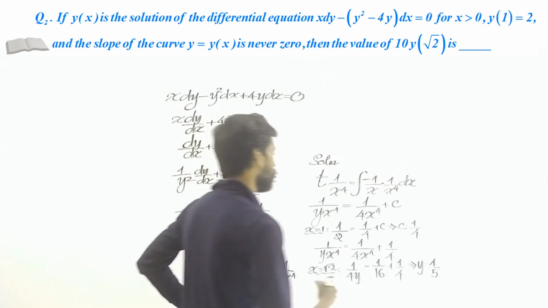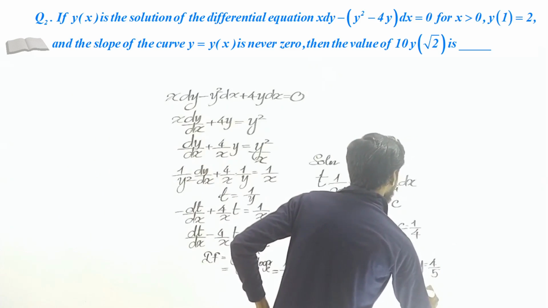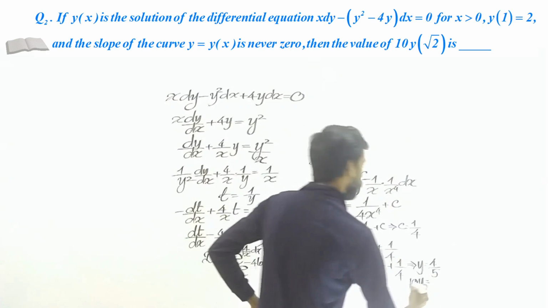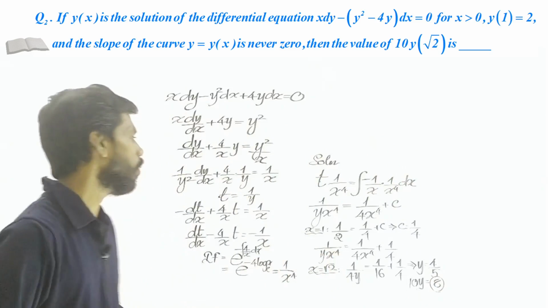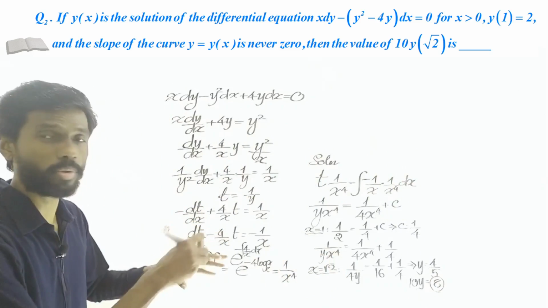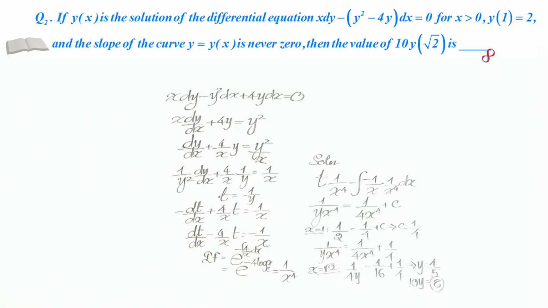But we want 10 times this, right? So 10 times y equals 10 multiplied by 4 by 5, so that is 8. That is our required answer. So 10 multiplied by y, where y means y of root 2, equals 8. Okay.